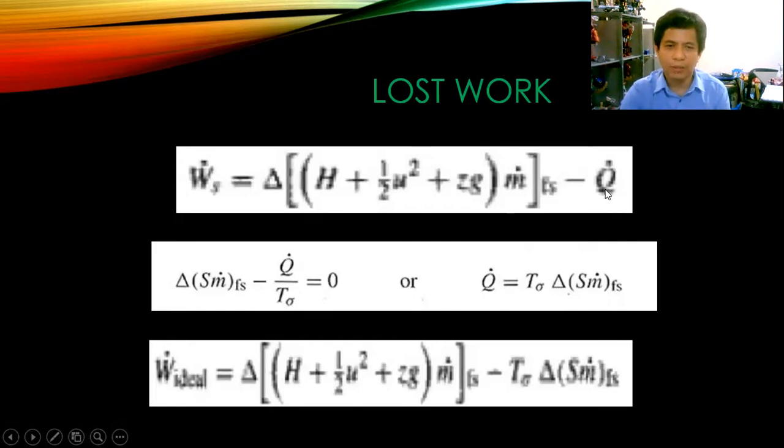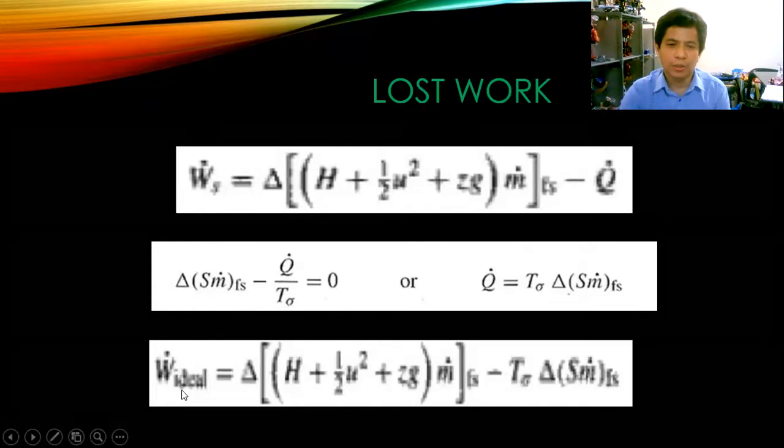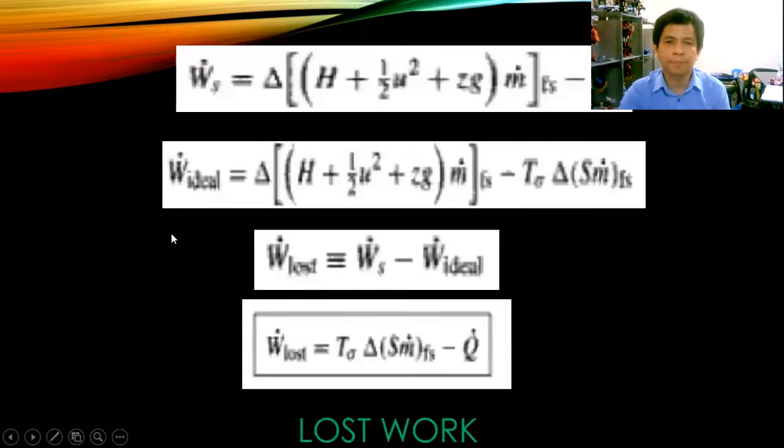So replacing Q dot in our first equation will give you the equation for WS ideal, as we previously derived when we derived the W ideal equation. So we have here delta H plus delta KE plus delta PE times M dot minus T surrounding times delta S times M dot Fs. So now let's try to derive the equation for WS. Remember, W loss is WS minus W ideal.